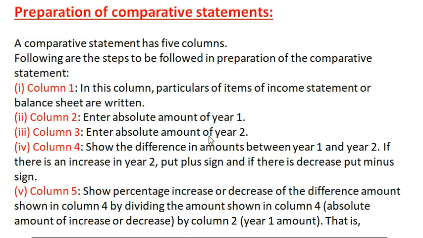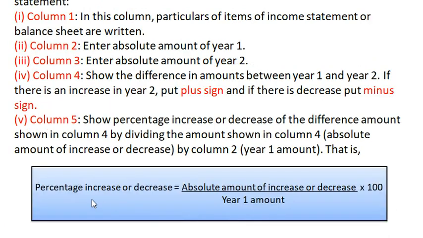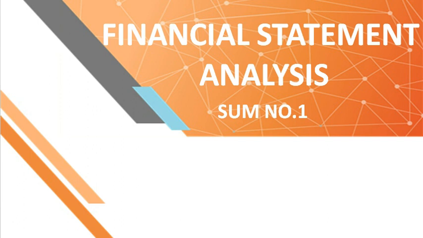In column 4, we have to show the difference in amounts between year 1 and year 2. If there is an increase in year 2, put a plus sign, and if there is a decrease, put a minus sign. In column 5, we have to show the percentage of increase or decrease of the difference amount shown in column 4, by dividing the amount shown in column 4, that is the absolute amount of increase or decrease, by column 2, that is the amount of year 1. As you can see, this is the formula for finding the percentage of absolute amount of increase or decrease. Now shall we proceed with our chapter with sum number 1.